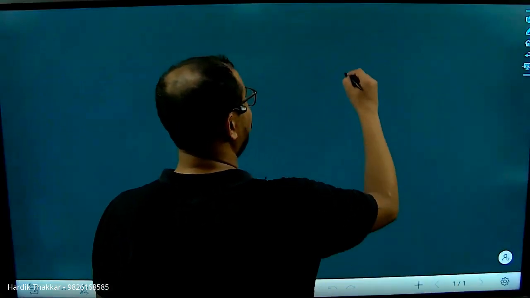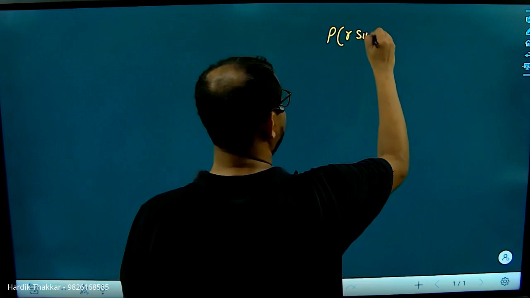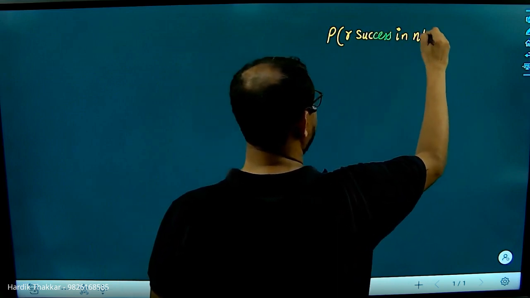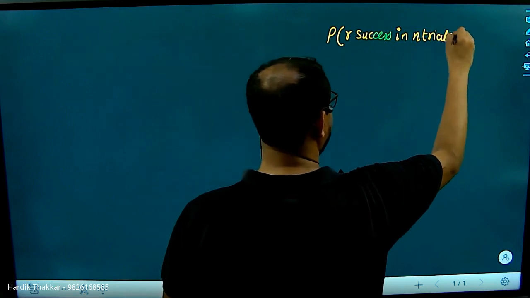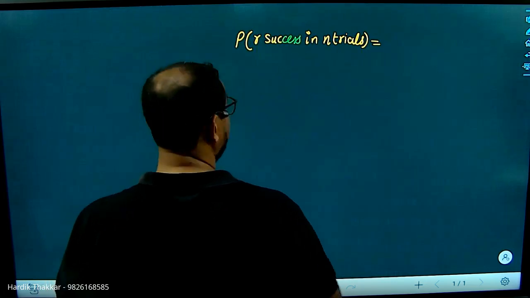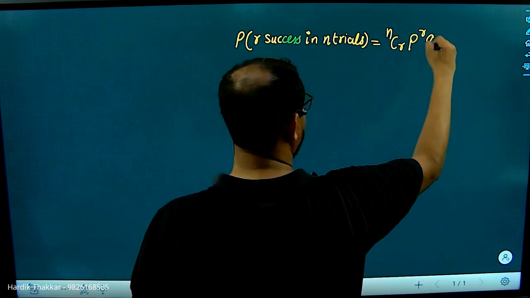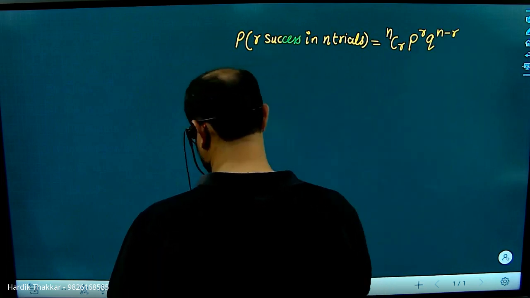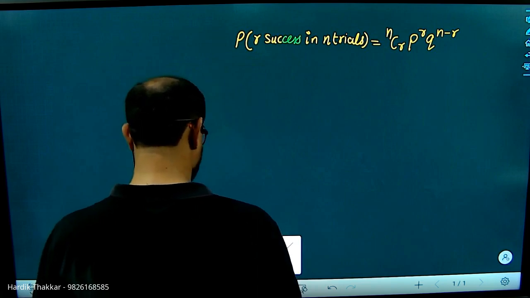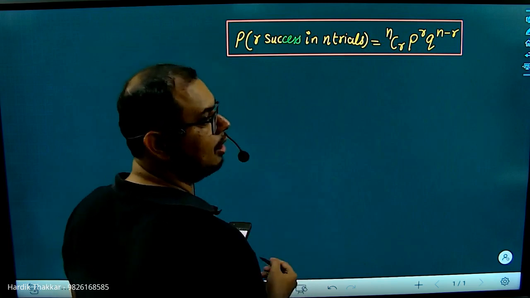In the last two classes, the probability of r successes in n trials can be determined by using the formula nCr p raised to power r q raised to power n minus r. So this was the formula to calculate the probability of r successes in n trials, and this is called binomial distribution.